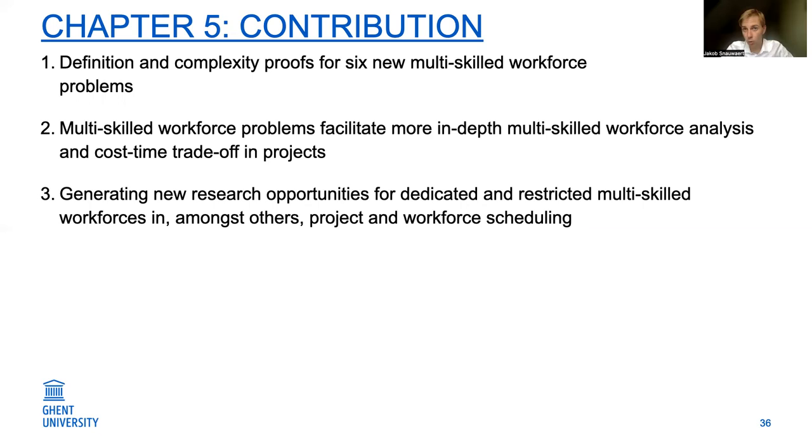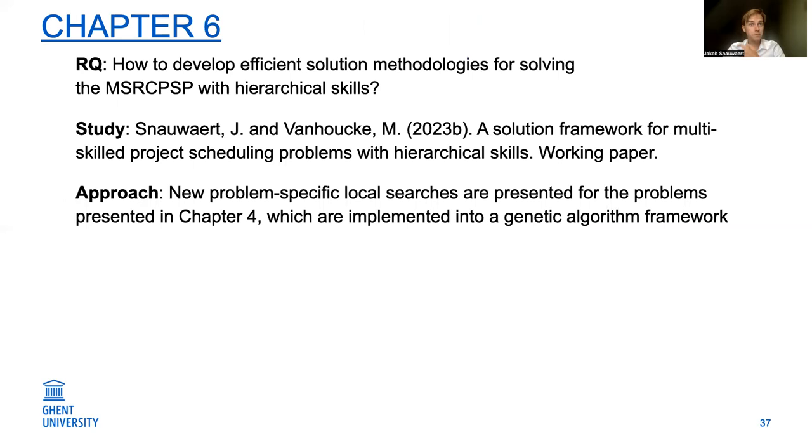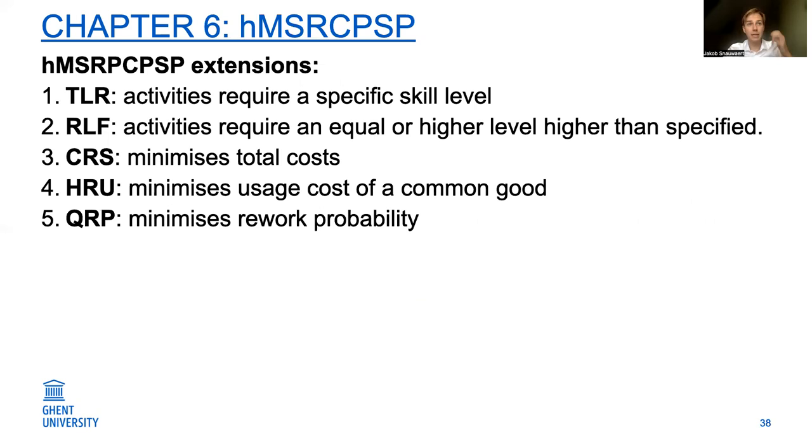In the last chapter, we will look at how to develop efficient solution methodologies that can solve the HMSRCPSP and its extensions. And for this, we will develop new problem-specific local searches, and we will embed them in a genetic algorithm framework. Again, the extensions that we try to solve have already been mentioned before. We use the task level restriction, the resource level flexibility extension, the one that minimizes cost, minimizes usage, and minimizes rework probability.